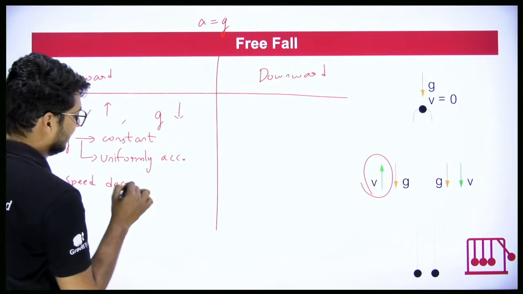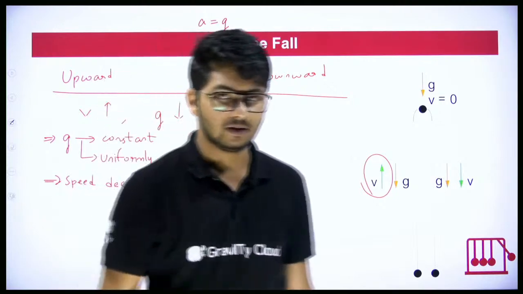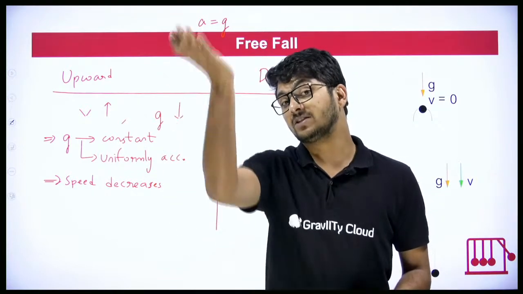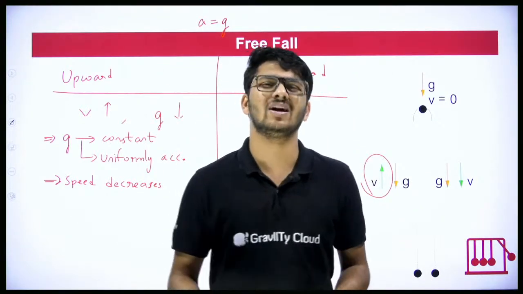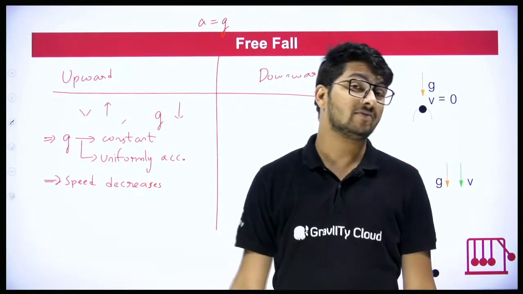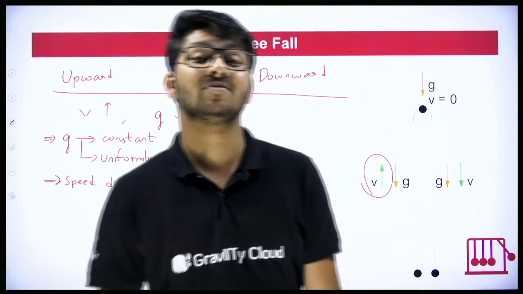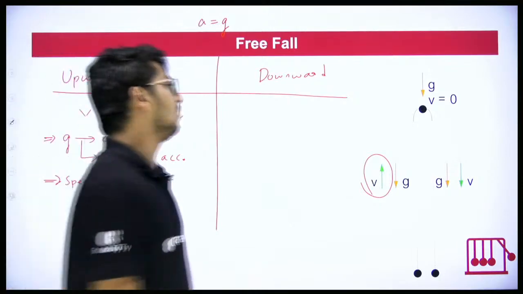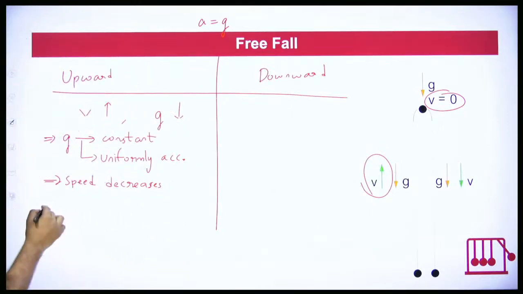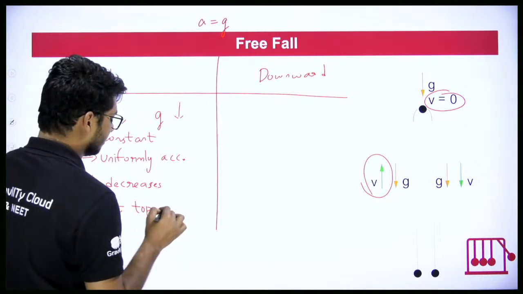Speed decreases. So let's say at the bottom, when you are throwing up, the initial speed of the ball is 20 meters per second. So as the ball goes up, its speed keeps on decreasing, 20 to 19, 19 to 18, 18 to 17, so on and so on. 20 to 15, 15 to 10, 10 to 5, 5 to 4, 4 to 3, 3 to 2. Still decreasing, 2 to 1, still decreasing, 1 becomes 0. So at the topmost point, the speed will be 0. V is equal to 0 at the topmost point.